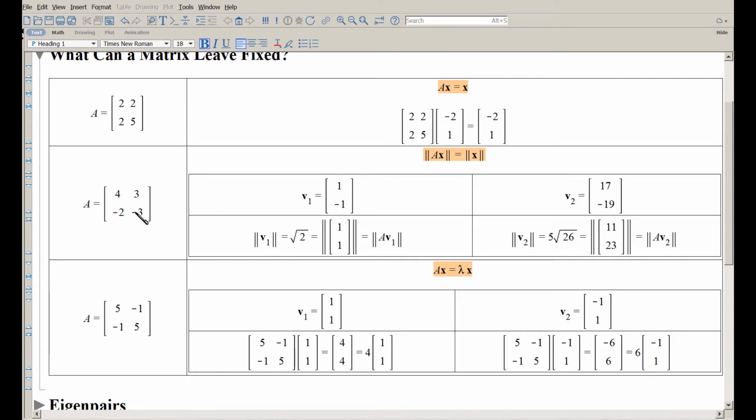Now, this matrix A times this vector returns 1, 1. And it has, as its norm, root 2, and so we have preservation of the norm. Here's a vector v2. Its norm is 5 root 26, a little bit more computationally intensive. A times this vector is 11, 23, and its norm is 5 root 26. In fact, a rotation matrix would preserve the norm.